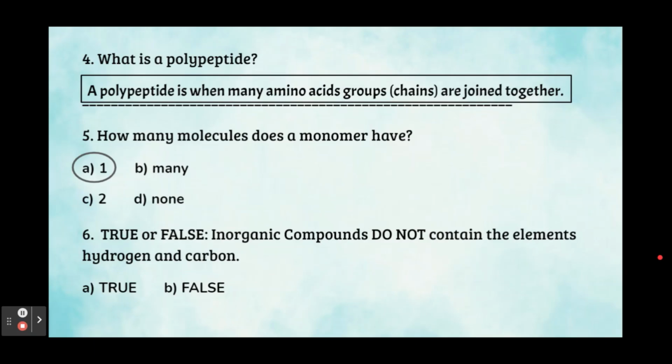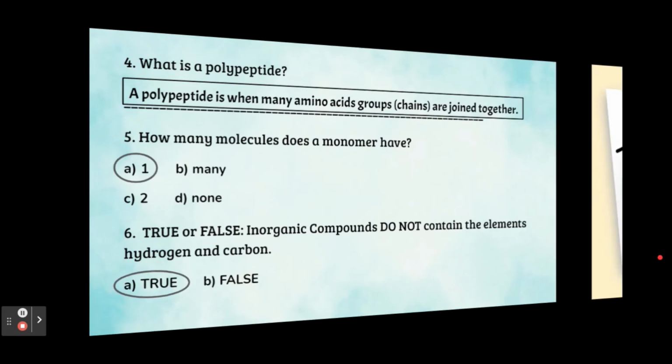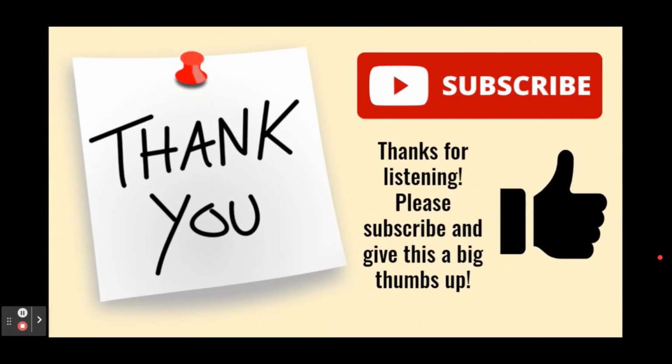All right, number 6, true or false? Inorganic compounds do not contain the elements hydrogen and carbon. That is true. They do not contain the elements hydrogen and carbon, while organic compounds do. So those are just the questions.